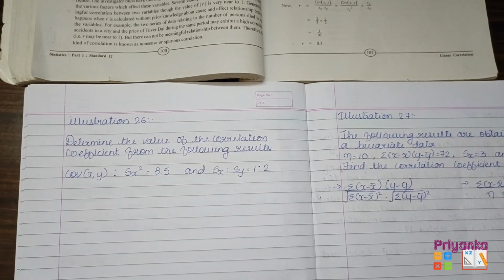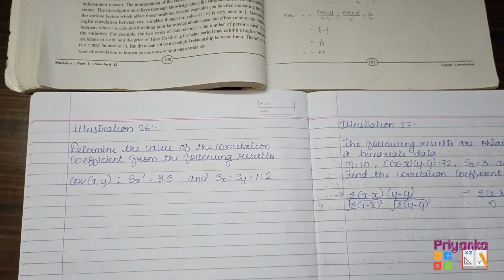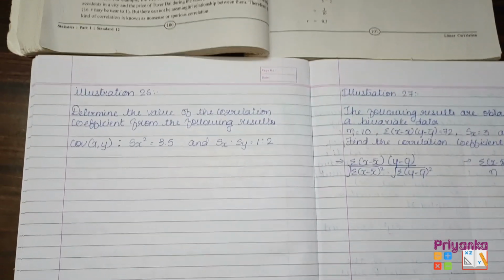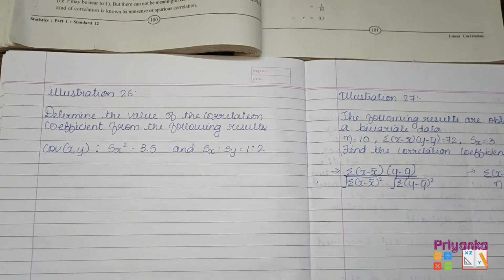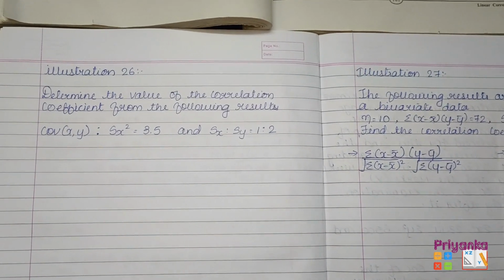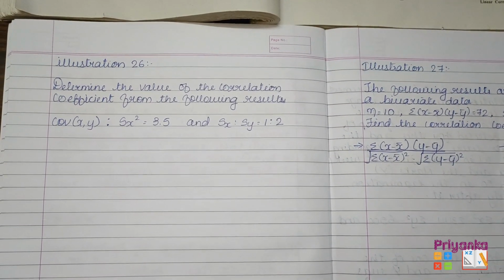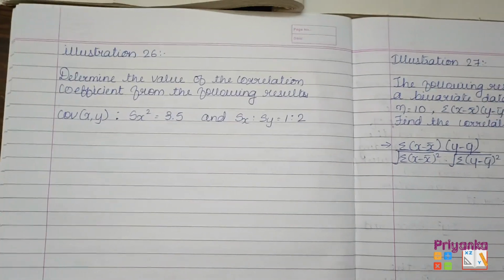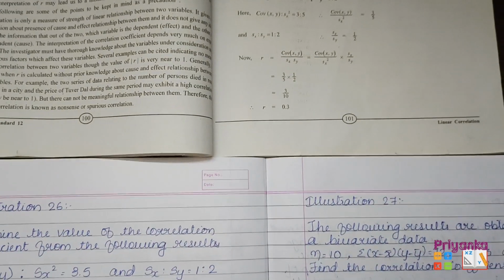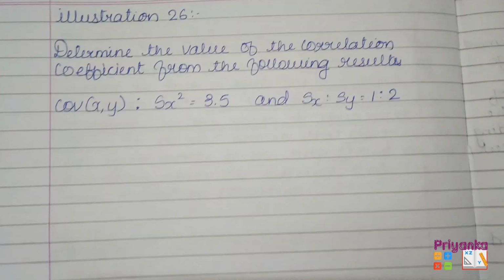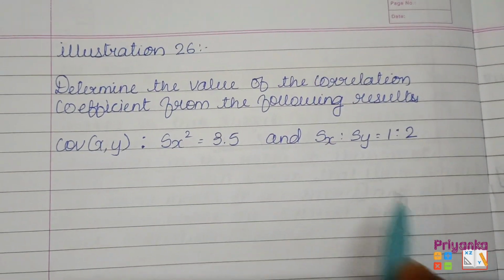In this video, the most important illustrations from chapter 2, linear correlation, illustrations 26 to 32, have been covered. Those illustrations have actually been asked in the exam for sections C and D, for 2 and 3 marks. I would suggest going through this video, as the textbook only has the solution. Here I am going to cover the explanation as well, and this is quite an important illustration. So let's start with illustration 26.